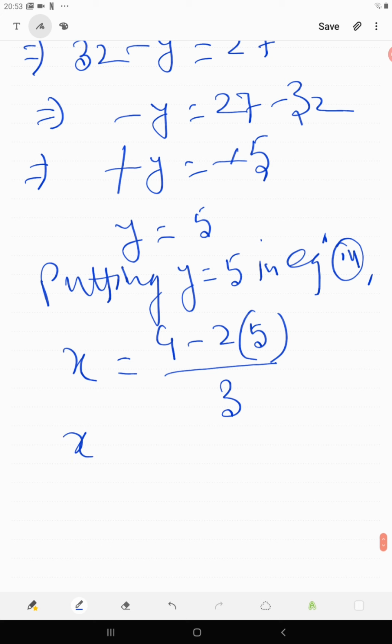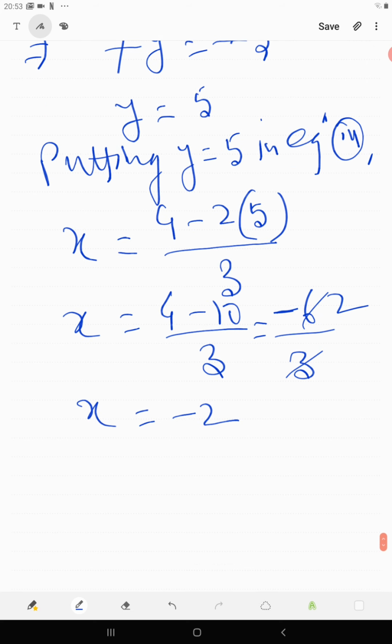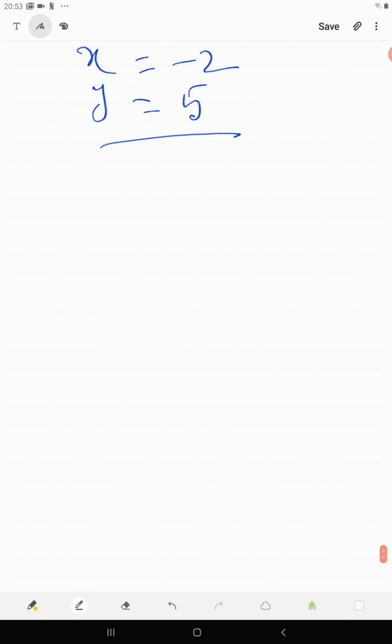So what we are getting? x equals 4 minus 10 by 3. Since 10 is bigger, the sign will be negative, and 10 minus 4 is 6. So minus 6 by 3. 3 twos are 6. So we got x equals minus 2. Okay. So we got x equals minus 2 and y equals 5 by the substitution method. Now let's see by the cross multiplication method. It should give us the same value.